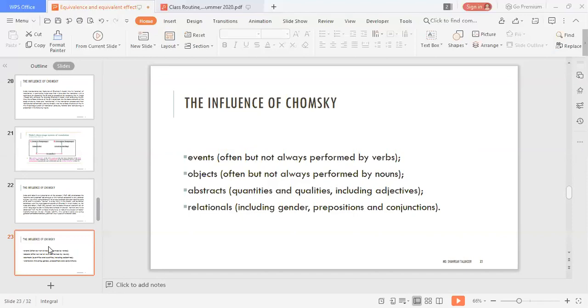These are the four key ingredients, I guess, the components: nouns, verbs, adjectives, and also gender, prepositions, conjunctions. And they have given them a different name: events, objects, abstracts, and also the relations. But the relational ones are he, she, to, on, but, prepositions, and conjunctions: and, or, but.